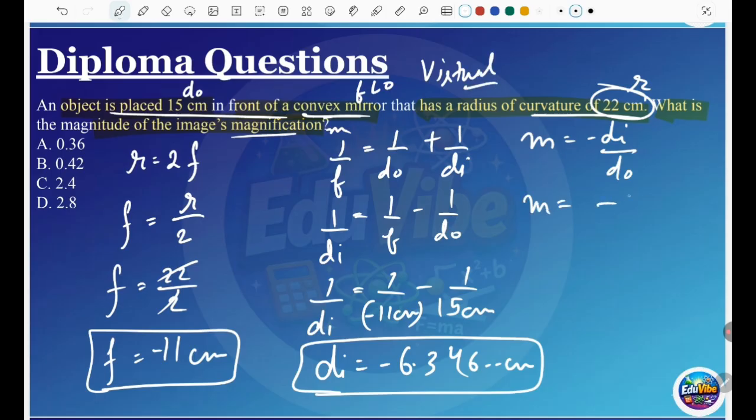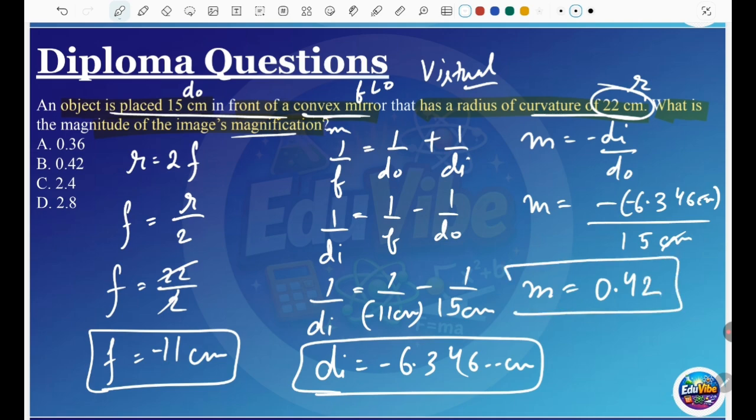Now you have to put this in over there. So minus 6.346 centimeters divided by the 15 centimeters. Centimeters cancel out, the minus goes to plus, and you get 0.42. There are no units for magnification. So the answer for this is B, 0.42. And this shows that it is less than 1, so this is a diminished image.